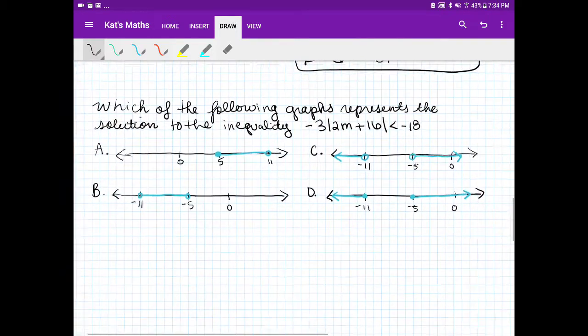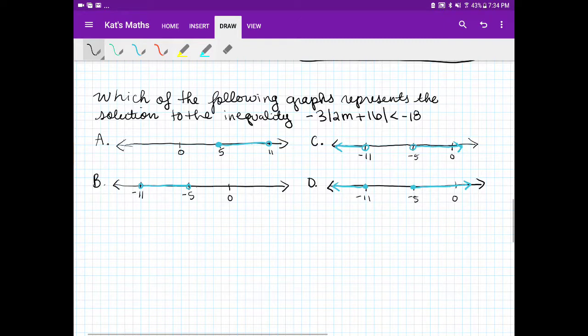And then finally, which of the following graphs represents the solution to the inequality negative 3 times the absolute value of 2m plus 16 is less than negative 18? So we've got 4 different options here. And in order to figure out which one it is, we need to start to solve this inequality. So negative 3 times the absolute value of 2m plus 16 is less than negative 18.